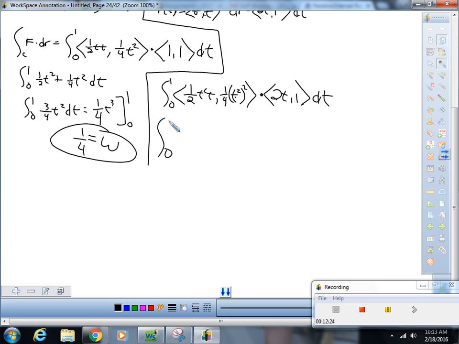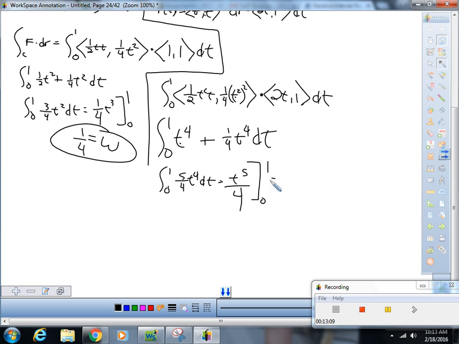So you get the integral from 0 to 1 of t to the 4th plus 1/4 t to the 4th dt. Just stop me when I make a mistake. That's 5/4 t to the 4th dt. So it is t to the 5th over 5 times 4, from 0 to 1. So it's 1/4. So what have we just shown?